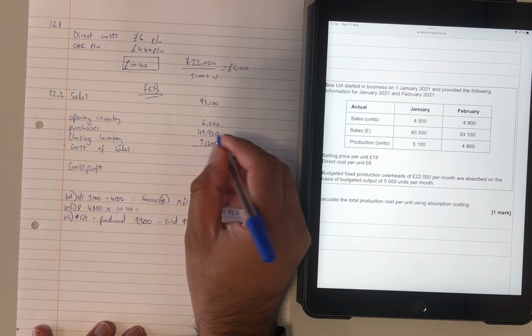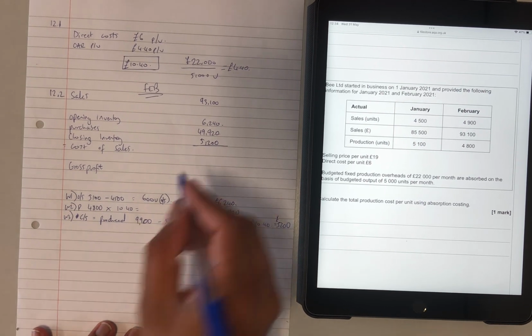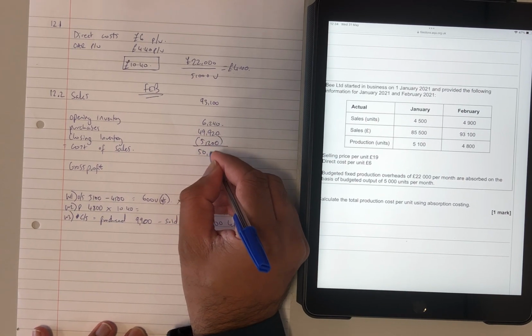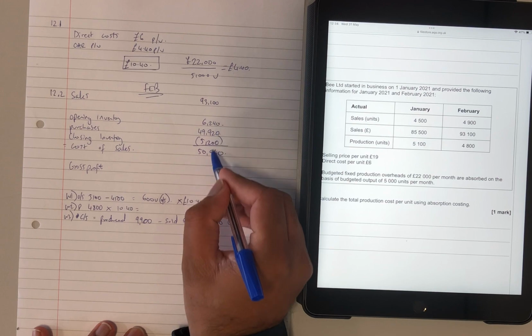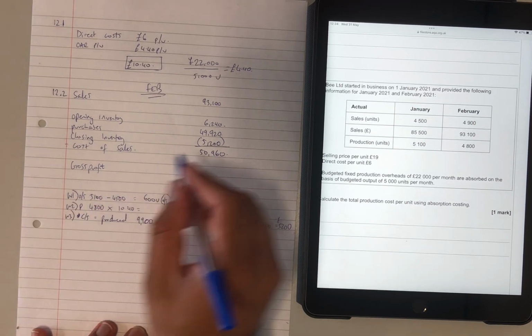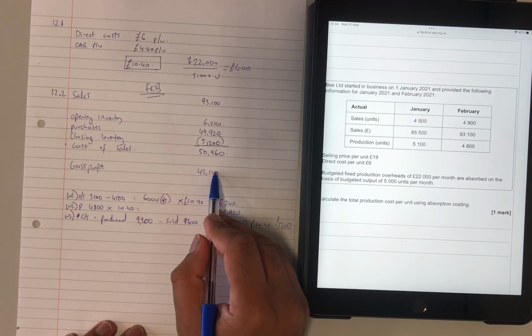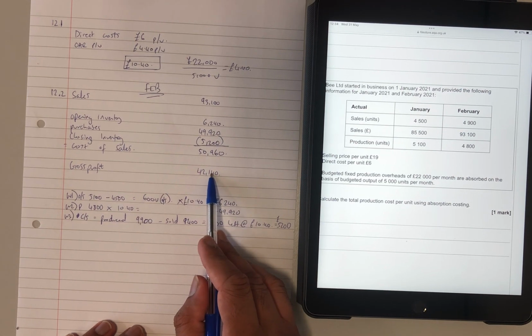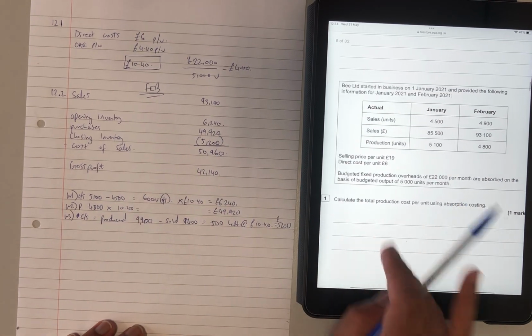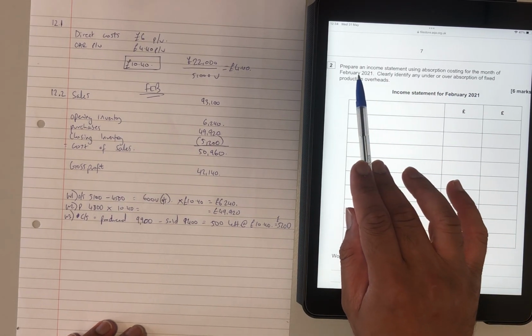Cost of sales. So 6240 plus 49920 minus 5200. This is a minus. We have 50,960. Sales minus cost of sales. 93,100 minus 50,960 equals 42140. That's our gross profit. Sales, cost of sales, gross profit. Okay, check the question again. So the question said, prepare an income statement using absorption costing for the month of February. Yes, we have done that.